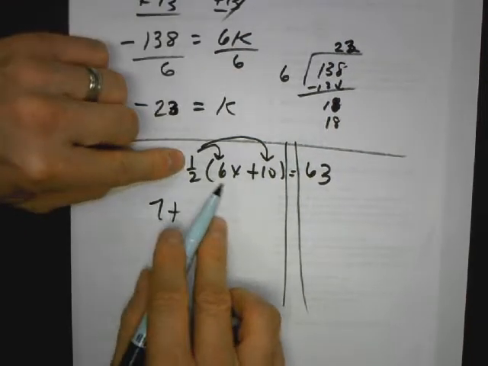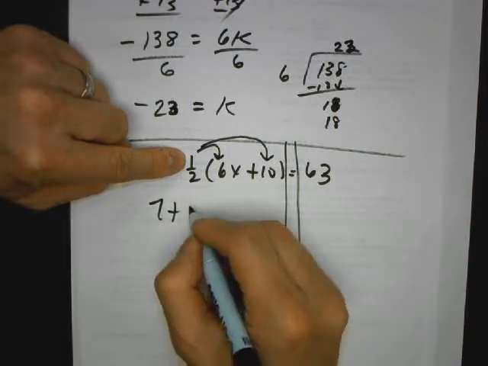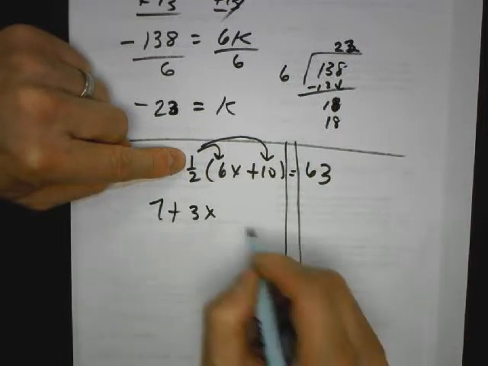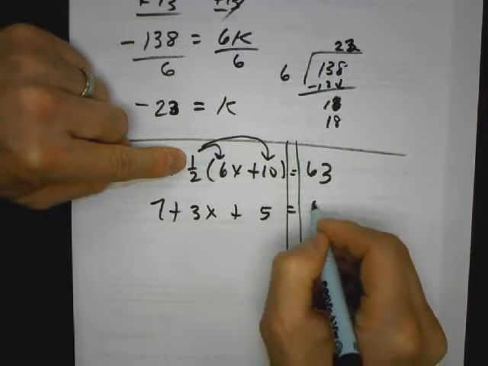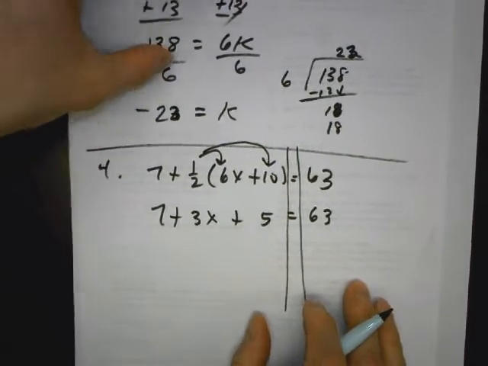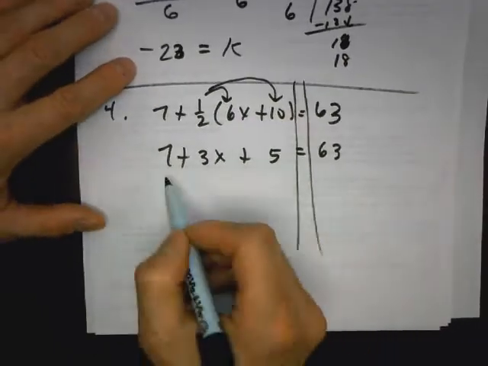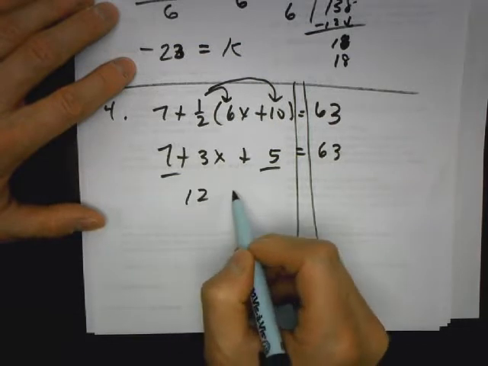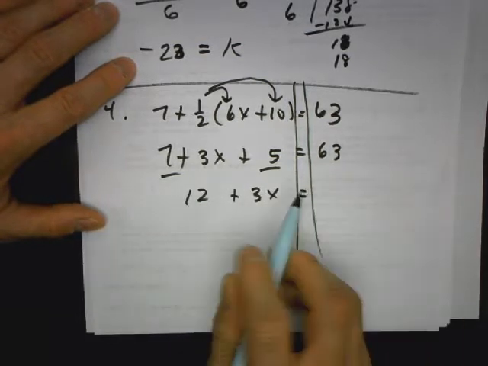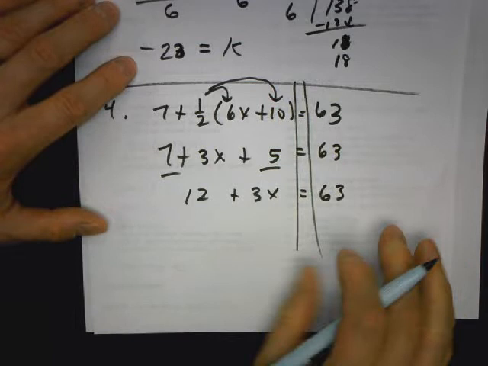So now, if I'm multiplying 1/2, I just take half of 6. Half of 6 is 3. Times x is 3x. Half of 10 is 5. Now I combine like terms. First I distribute, then I combine like terms. I add my constants with my constants, like my numbers with no letters with my numbers with no letters.